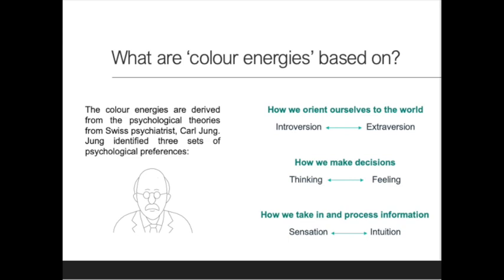This is when we turn to the work of Carl Jung, and particularly his work around psychological types. As you can see on the slide here, Jung identified 3 sets of behavioural preferences: introversion and extroversion, thinking and feeling, sensing and intuition. Introversion, extroversion is all about how we orient ourselves towards the world. Thinking and feeling is about how we make decisions. And sensing and intuition is all about how we take in and process information in the world.